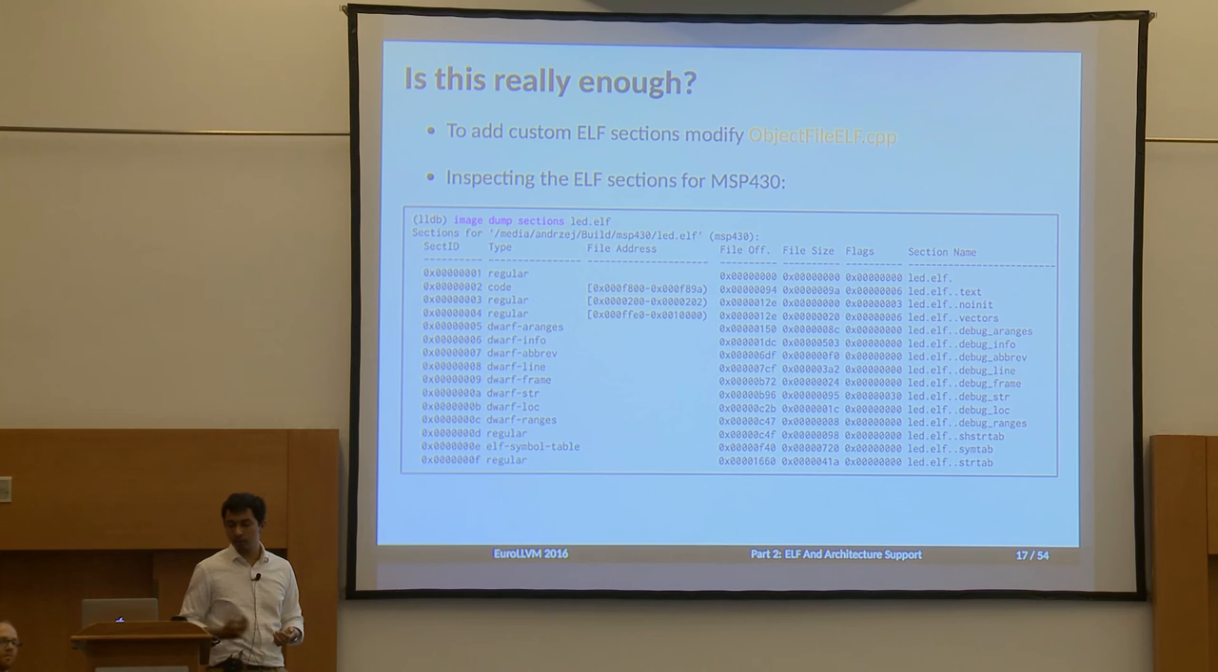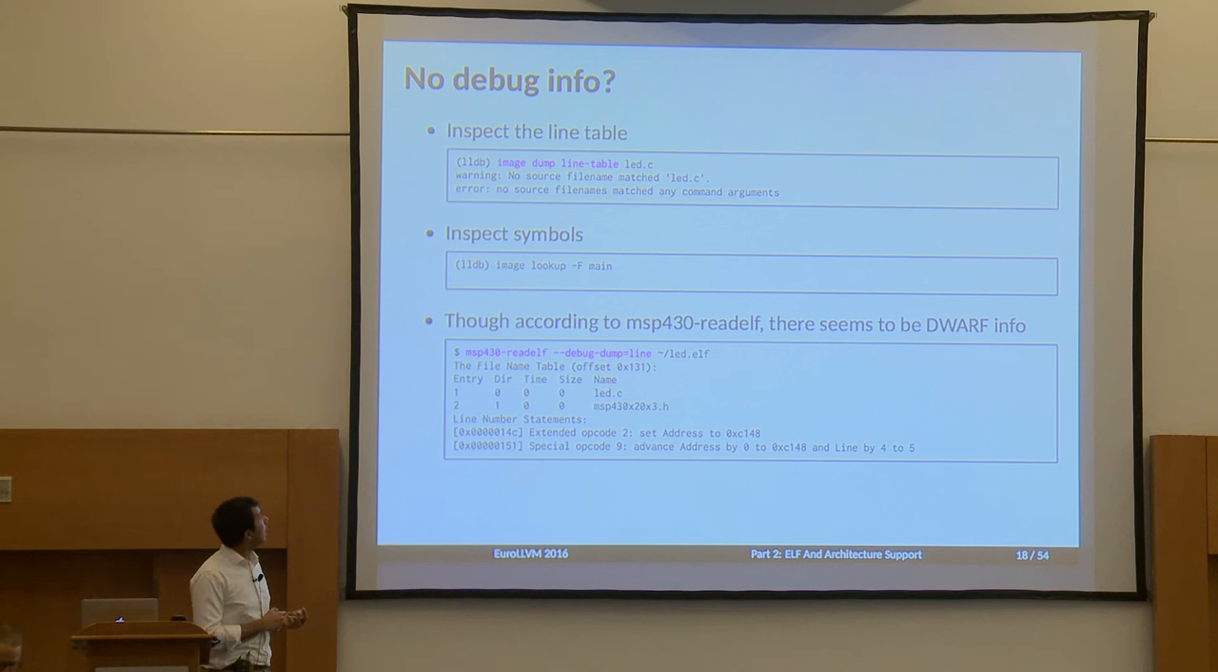But unfortunately, when we try to dump the line table, LLDB complains and says that it cannot find source information. Though when we check using readelf, there is a line table and it seems to be fine. So something is going wrong somewhere. So we have to debug this. And we also cannot look up symbols. So something is going wrong.